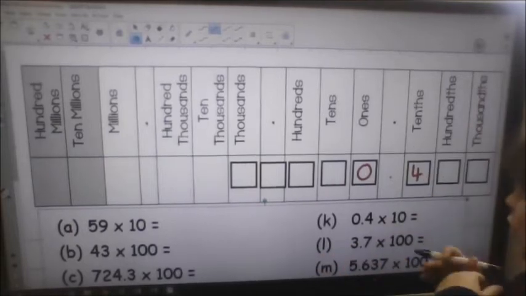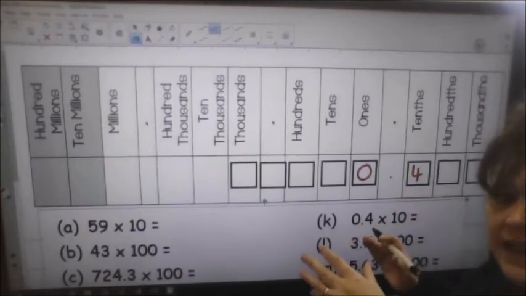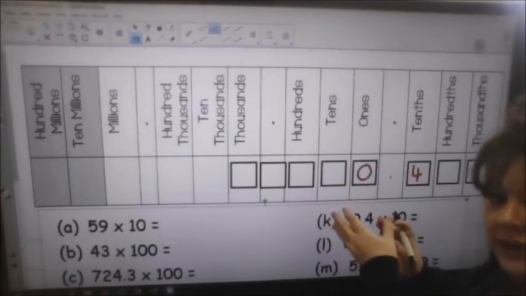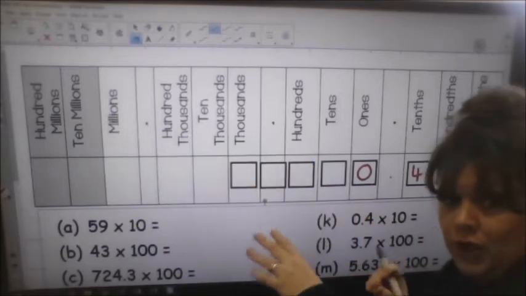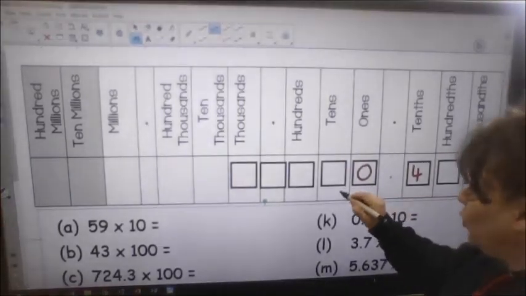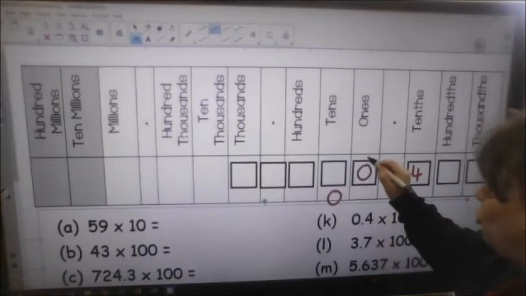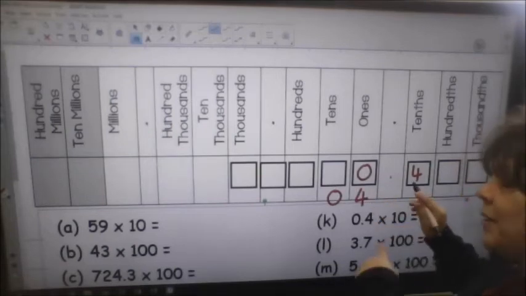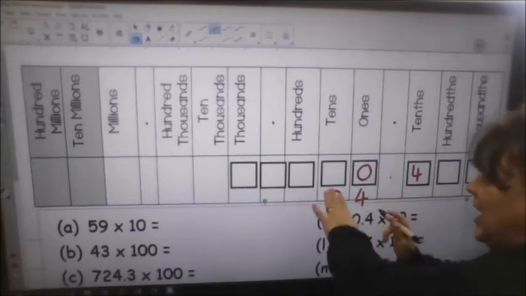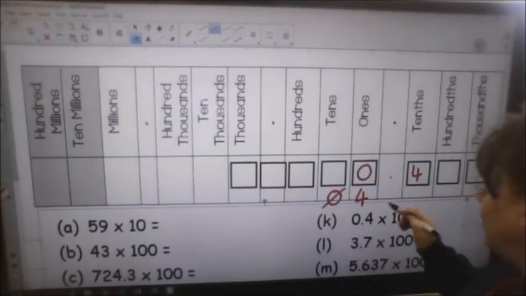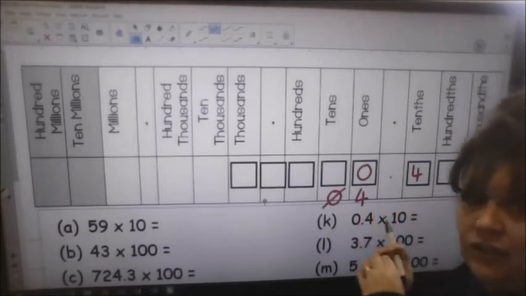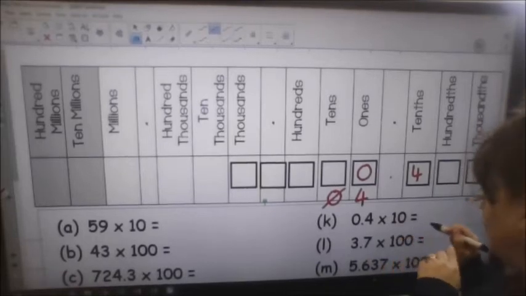So what happens when I multiply that by 10? Well, these digits move one place to the left, just like they did with the whole numbers we were using previously. My 0 will now move to here, my 4 will jump over to here, and my decimal point stays where it is. Now, because it's 4 ones, I don't actually need to write the decimal point, and I don't need to put anything after that. So I could just write that as 4. So 0.4 times 10 becomes 4.